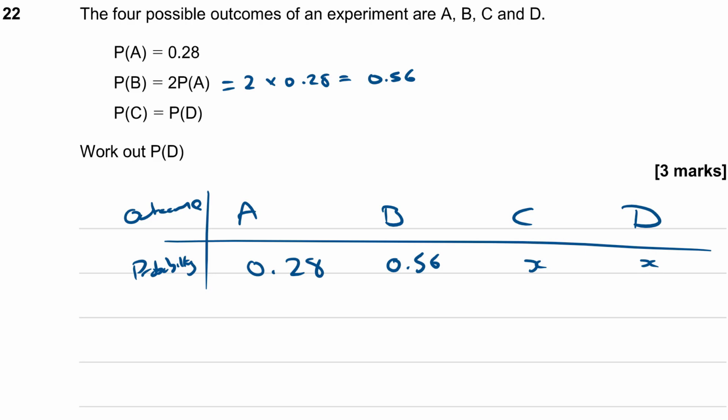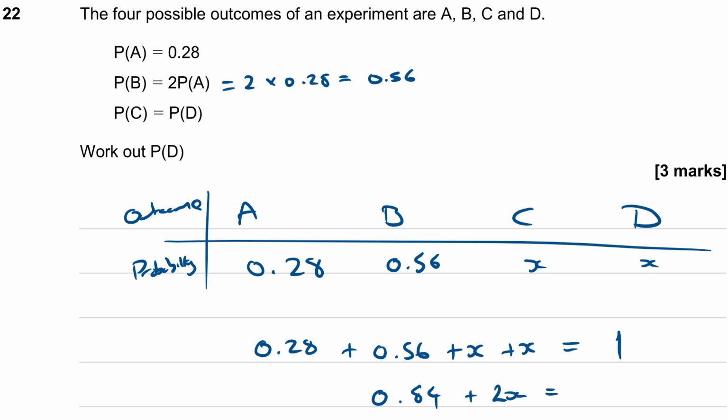Now, because of probability, one of those things must have happened. All of those probabilities need to add up to 1. So if I take 0.28 and I add 0.56 and X and X, I should get 1 for completeness. So let's add like terms together. What is 0.28 plus 0.56? 0.28 plus 0.56 is 0.84. X plus X is 2X, so 0.84 plus 2X is equal to 1.